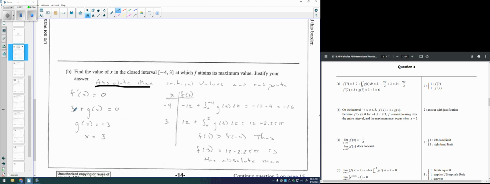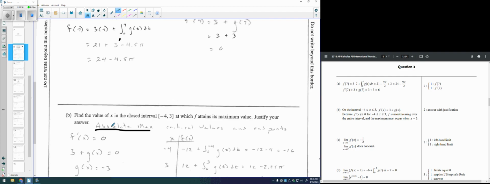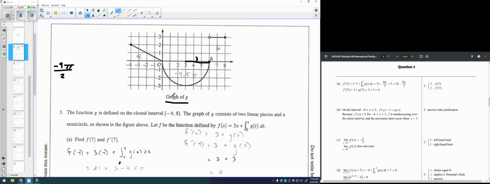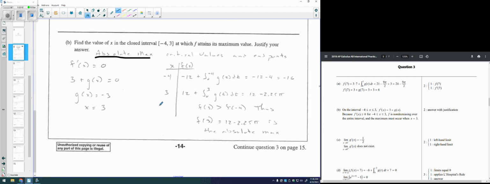So it's where 3 plus g of x equals 0. So g of x has to be a negative 3. Where on my graph is g of x a negative 3? Right there at positive 3. So x equals 3 is a critical value. So my endpoints and critical values is what I want to check. Well, 3 is an endpoint, so I only have 2 points to check, the endpoints.